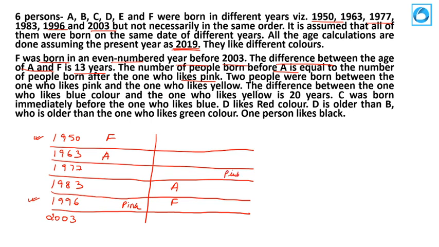Then we have two persons. Two persons were born between pink and yellow. So two persons, 1, 2, yellow will be here for A in this case. In the second case, yellow will be here, right? So you can see that nothing gets eliminated right now.